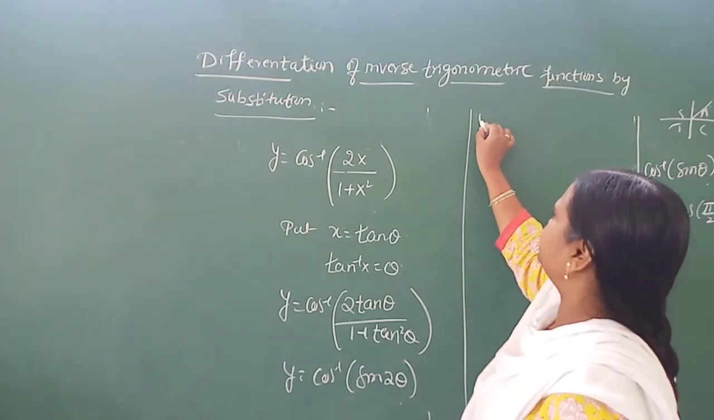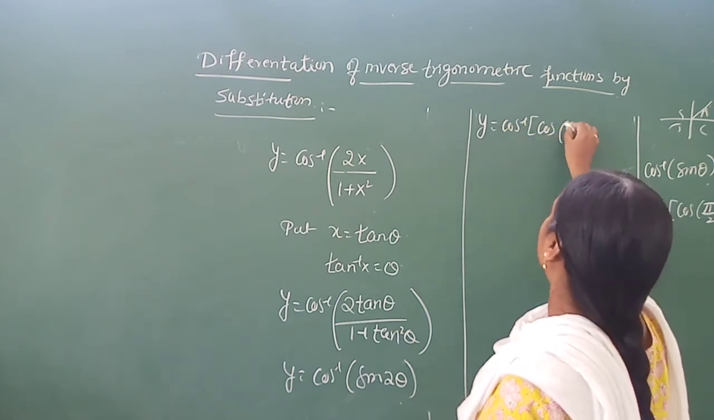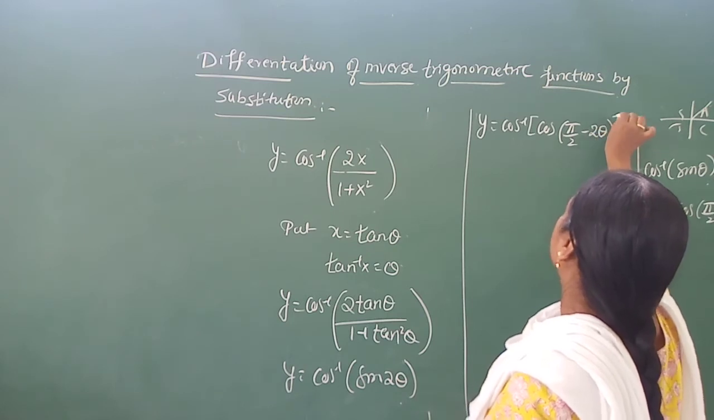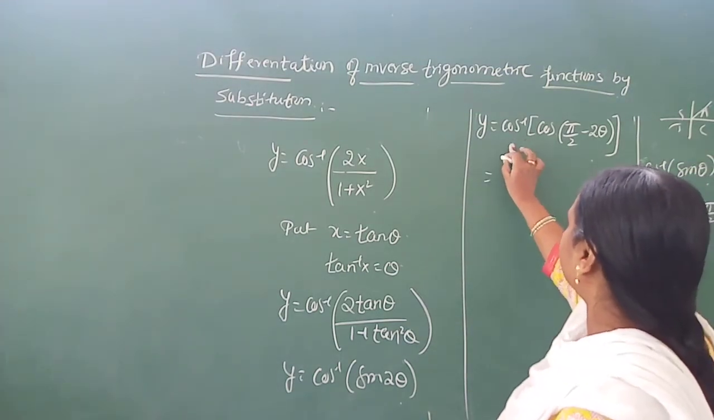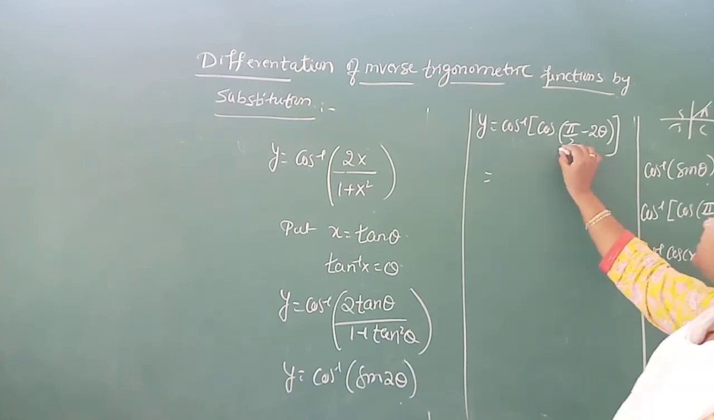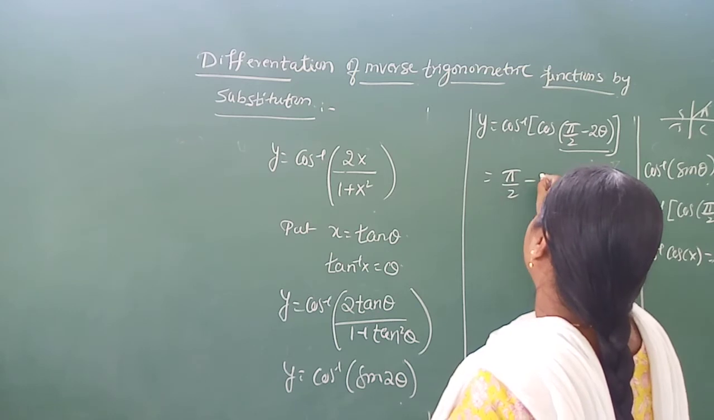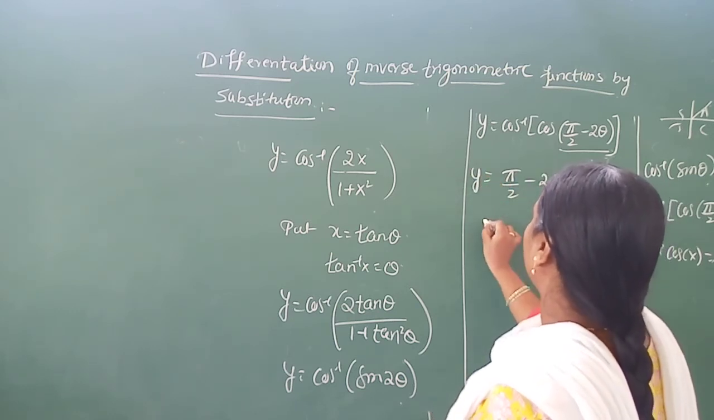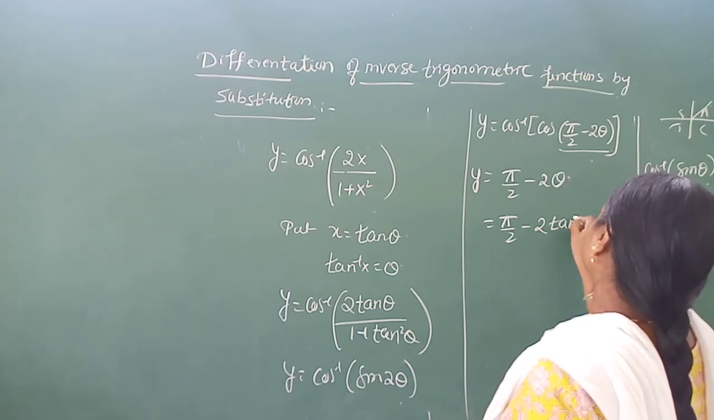Therefore, we can write y is equal to cos inverse of cos of pi by 2 minus 2 theta. Our theta is 2 theta here. Next, we know the formula: cos inverse cos of x is what? x. But what is our x here? This is our x. Therefore, we can write y is equal to pi by 2 minus 2 theta, and theta is tan inverse x.